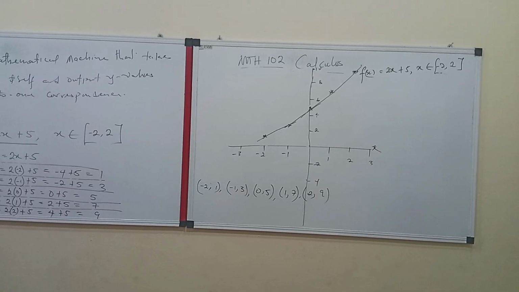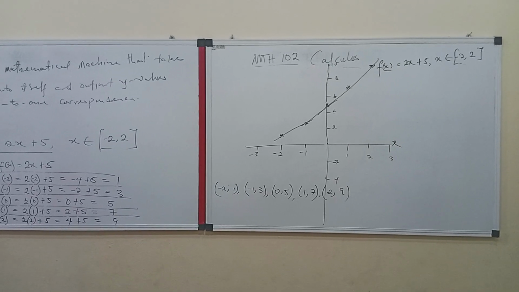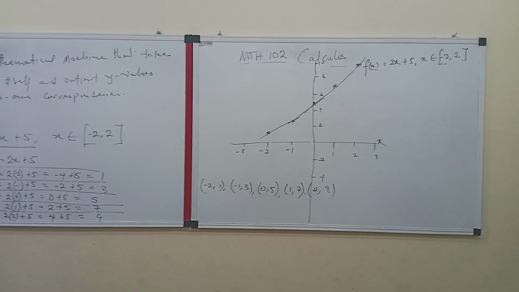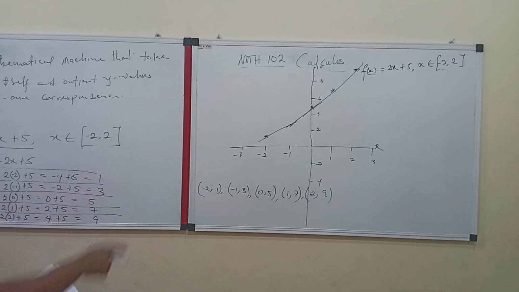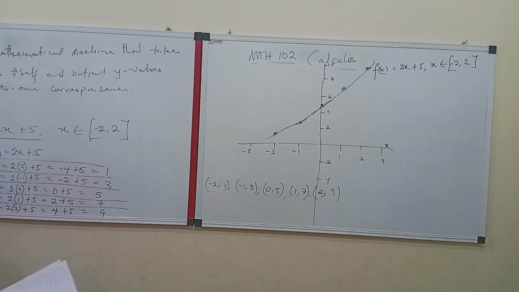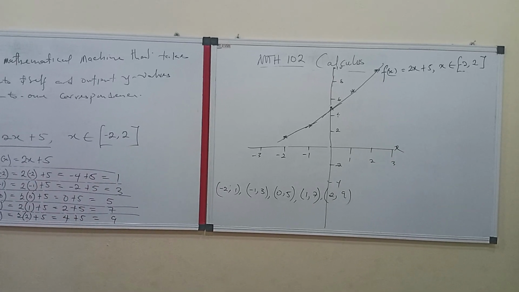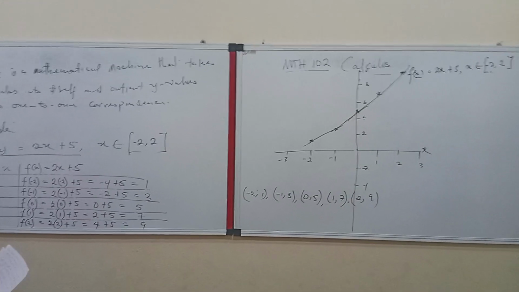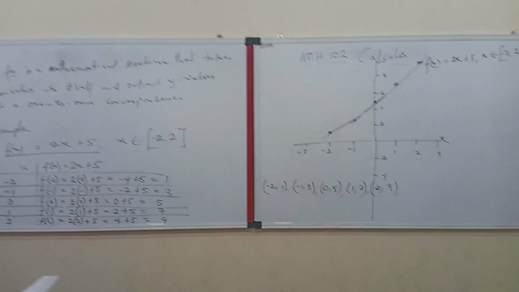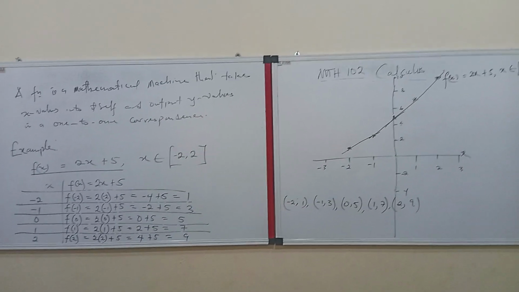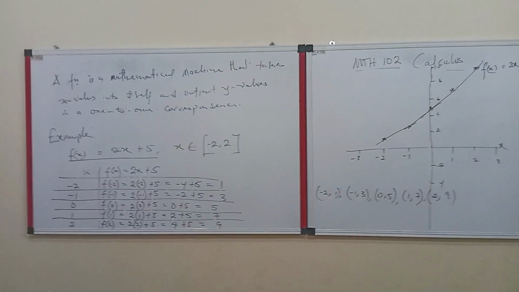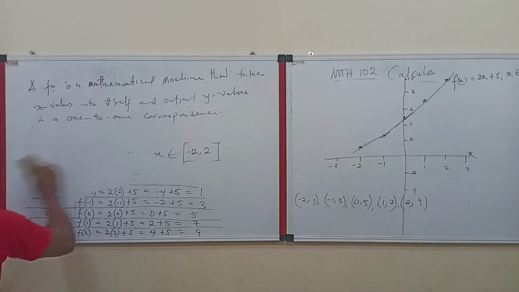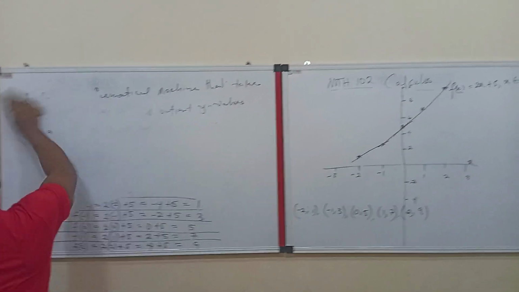Now let's consider some association. Already we have said, based on the type of mapping that we have, as we check the pairs, this is a one-to-one correspondence, which is an injective mapping. Now let's consider another example.